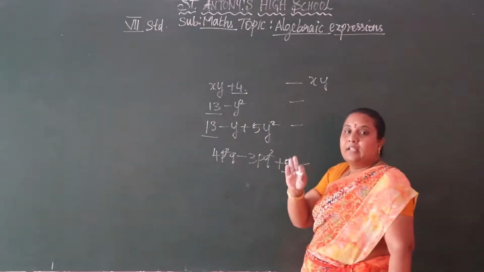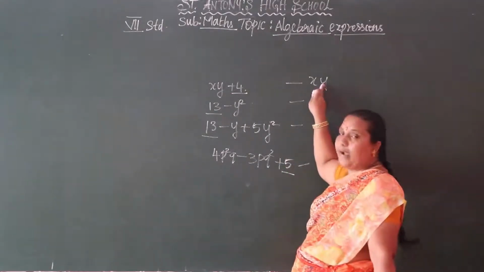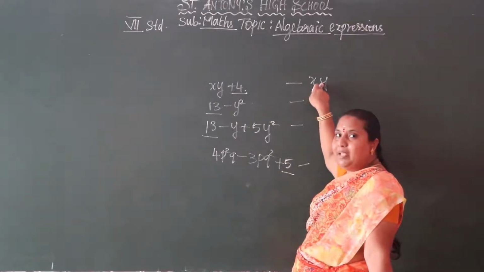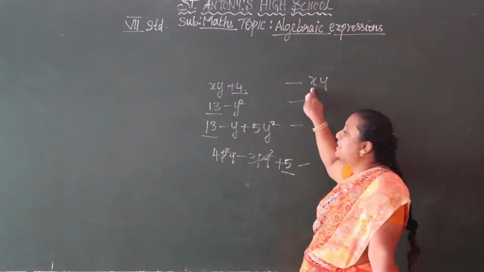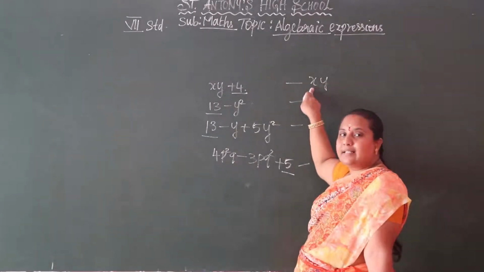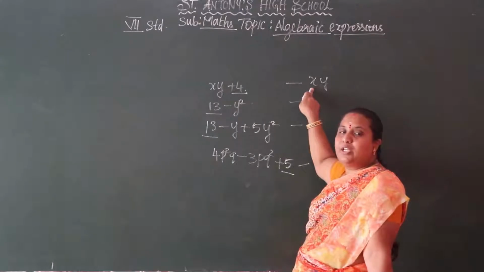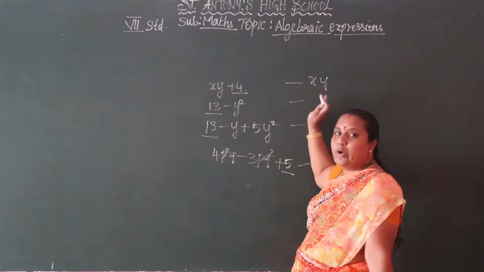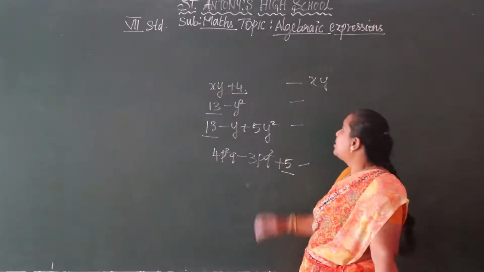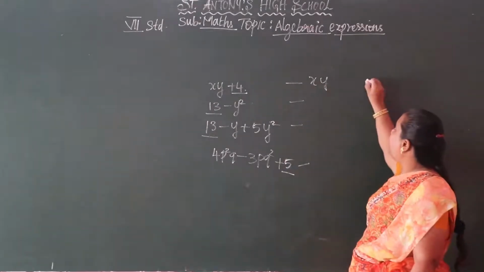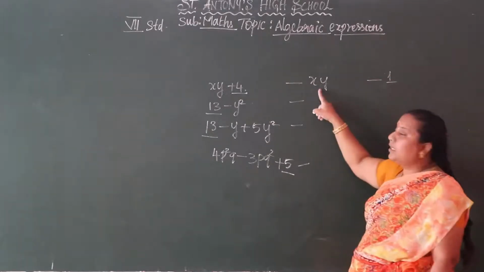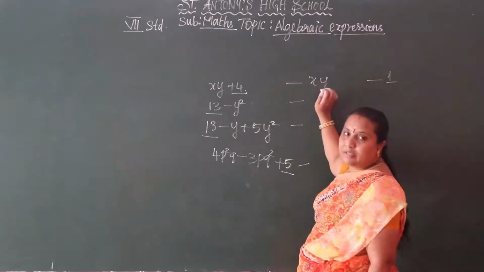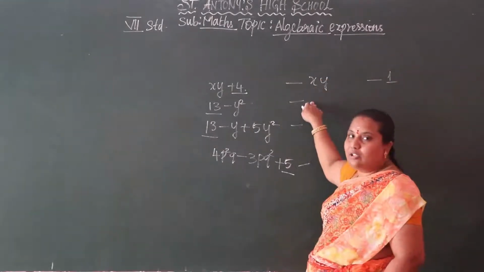If they are asking the coefficient of x, you have to write y. The coefficient of x is y. If they are asking the coefficient of y, you write that the coefficient of y is x. But here they are asking only the numerical coefficient. Numerical coefficient means only the numbers, that is the coefficient of the variables. So we write here that the numerical coefficient is 1. This is without the constant terms, the terms which are not constant.